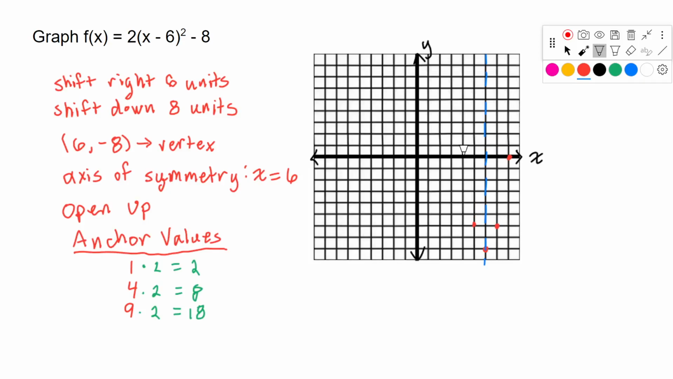So I place my mirror images on the left side, and I draw my parabola, making sure that it is still a curve at the bottom and not a V. We want it to represent a quadratic function, not an absolute value function.